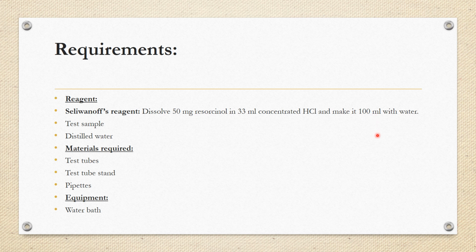And then we need test samples to test them, to distinguish between aldoses and ketoses, and we need distilled water. Materials required: test tube stand and pipettes. Equipment: a water bath, because the reaction needs heating.